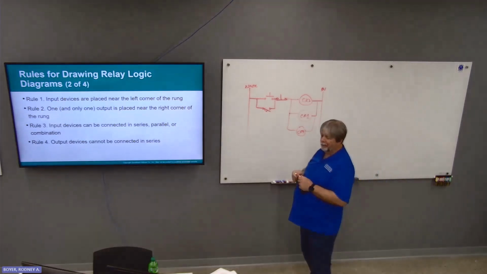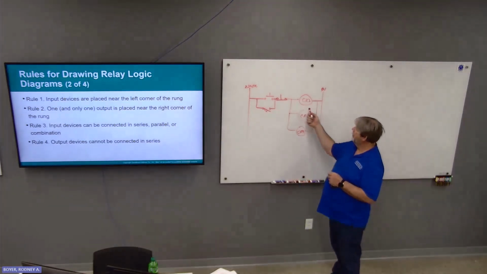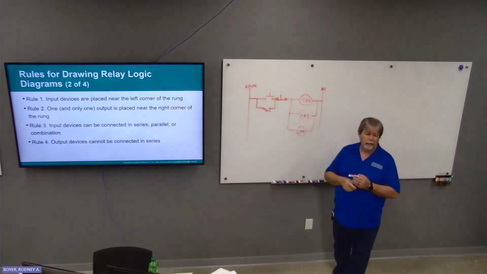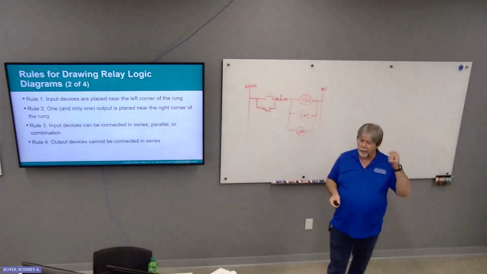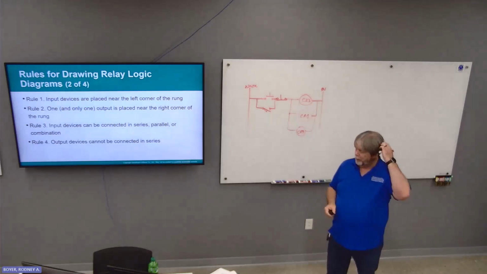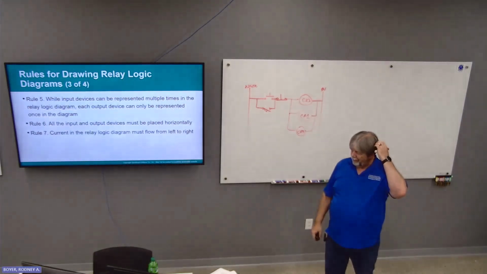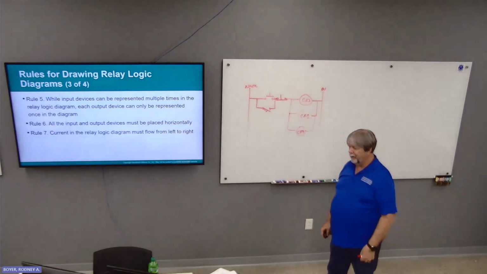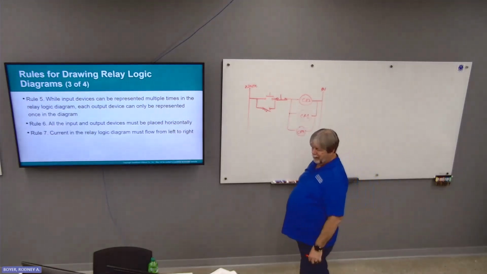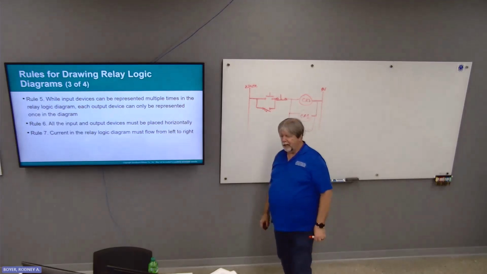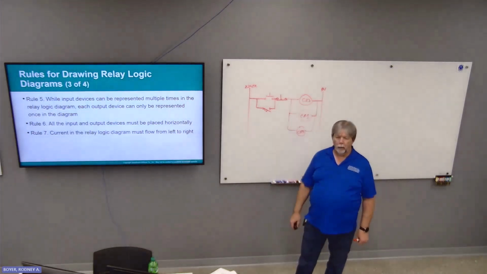Rule number 4, output devices cannot be connected in series. So, as I demonstrated earlier, they cannot be in series, they have to be in parallel like that. Rule number 5, while input devices can be represented multiple times in the relay logic diagram, each output device can only be represented once.